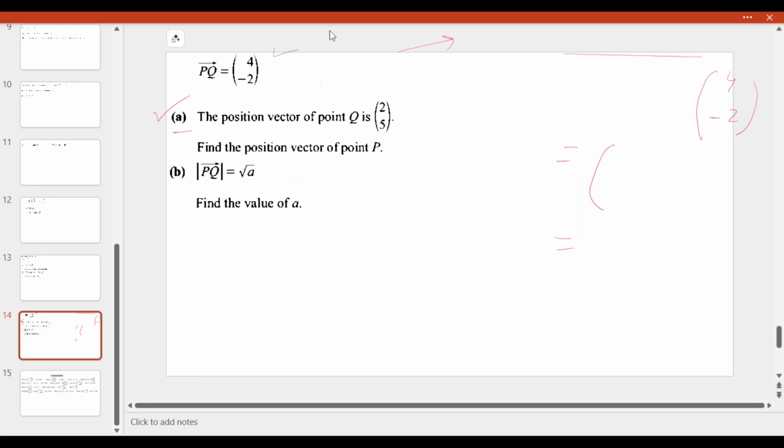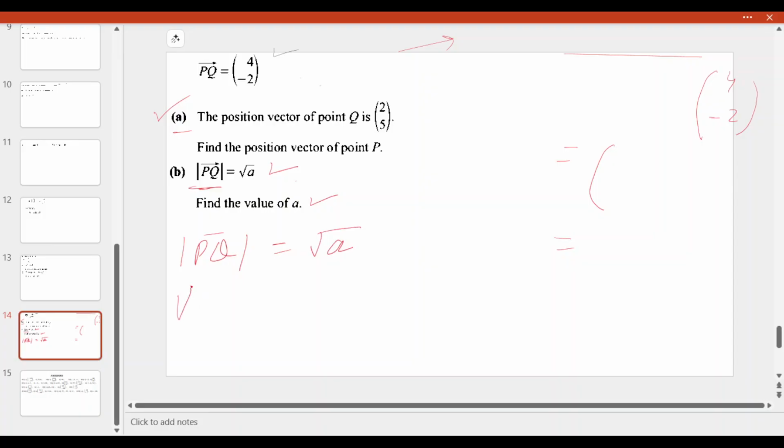What does the B part of the question say? It says the magnitude of the vector PQ is equal to the square root of A, find the value of A. So again we use the given information. The given information is that the magnitude of vector PQ is equal to the square root of A. We can write this here.